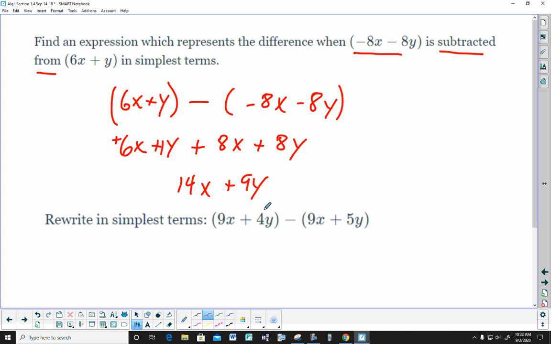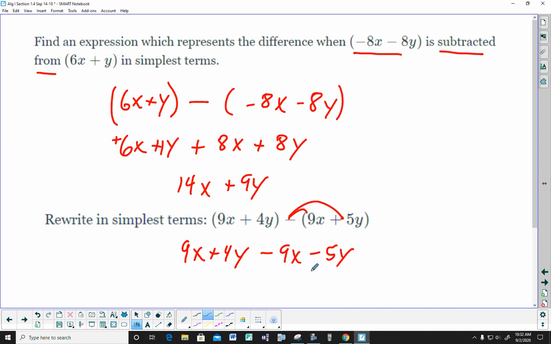Okay? Sometimes the questions aren't worded this way as they were up here. Sometimes they just give you it. So this first part, just like before, the coefficient is just a positive 1. There's no action taking place. So you can just write 9x plus 4y. The parentheses can go away. But because there's an action here, you're subtracting that. This negative or this subtraction has to distribute through. You're subtracting 9x, and you're subtracting the 5y.